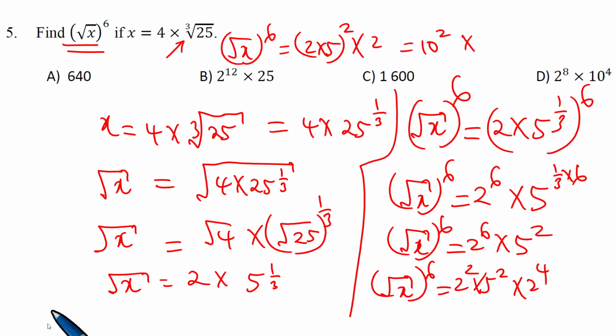I know there are many ways you can go about it. You can do primary school multiplication here. 2 by 5 is 10. Then you have 10 squared, and 2 to the 4th power is 16. Now 10 squared is 100. 100 times 16 is 1600. So which is the option? It appears it is option C.